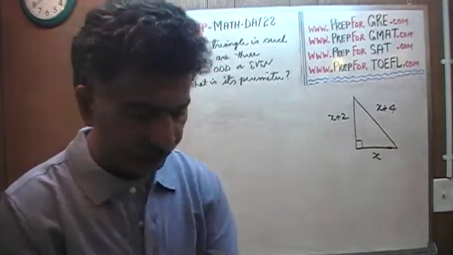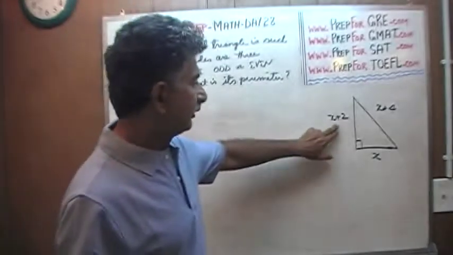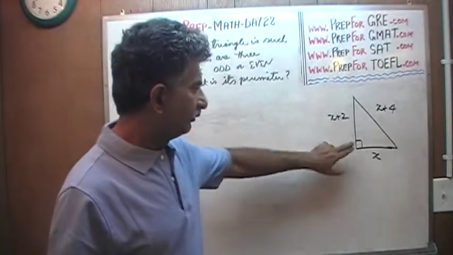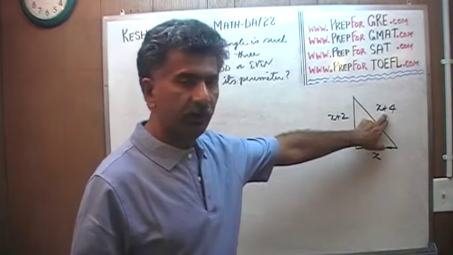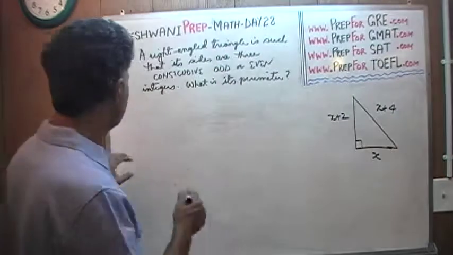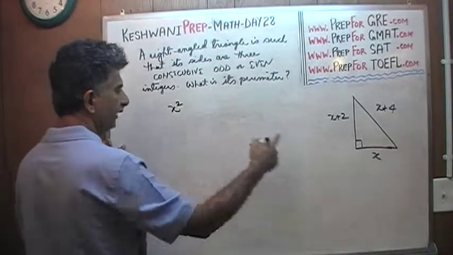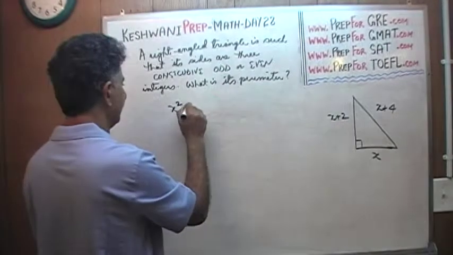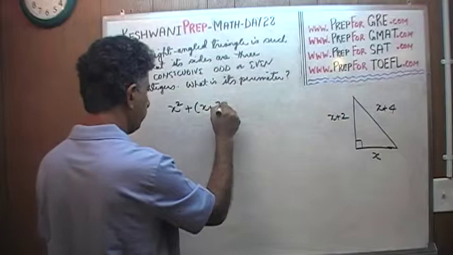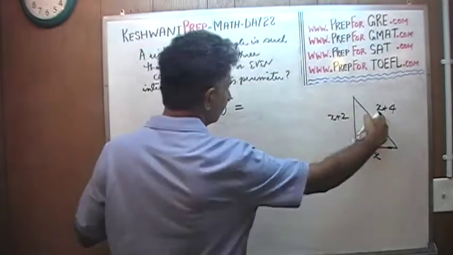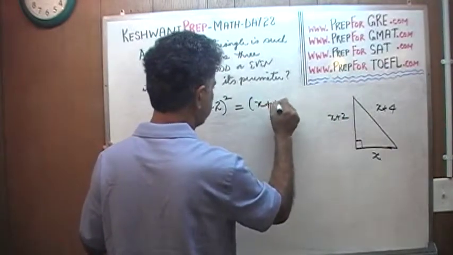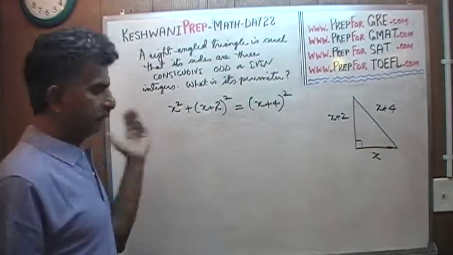Pythagorean theorem tells us that the sum of the squares of these two sides must equal the square of the hypotenuse. So that's what we're going to do. The square of this side and the square of that side must equal the square of that side. And now we have to solve for x.